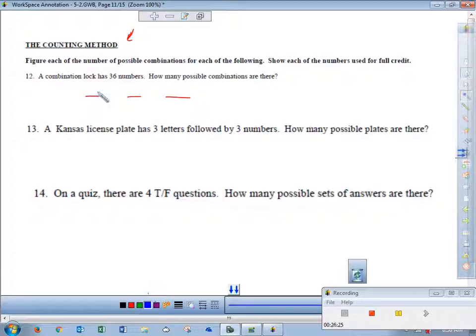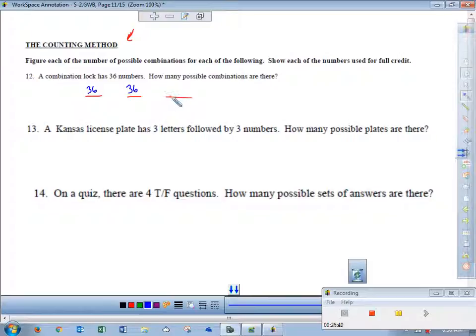How many possibilities are there for your first number? Well, isn't there 36 different possibilities? It could have been a 5, it could have been 18. There are 36 different numbers to choose from. Then, on the next one, how many possibilities? Well, you actually have another 36 possibilities. You can use the same number more than once. Your combination can be 5, 5, 5 due to all the lefts and right turns that you have.